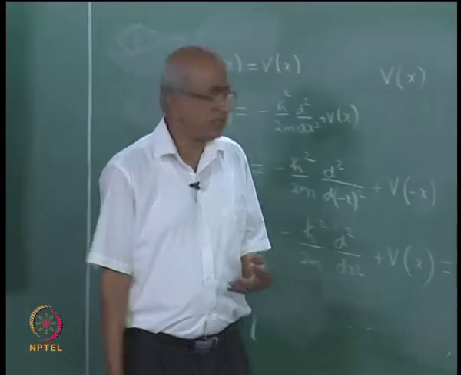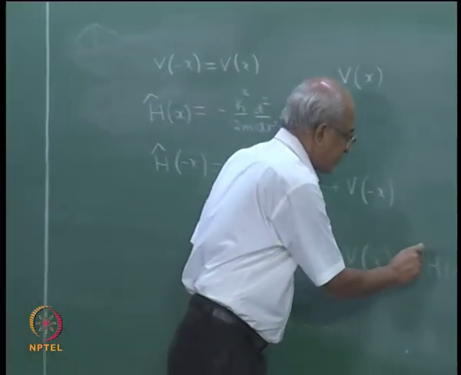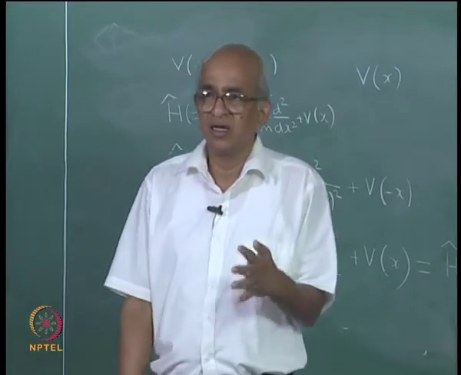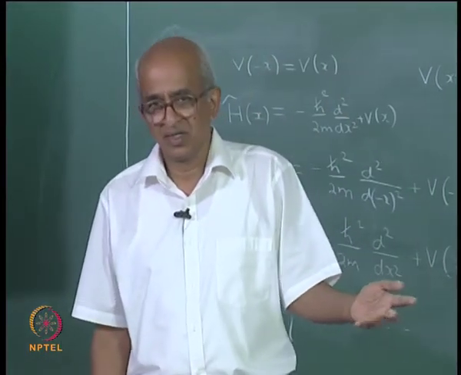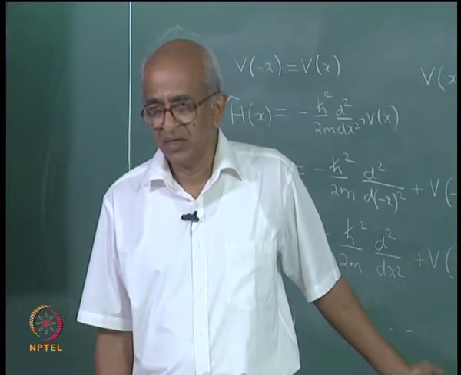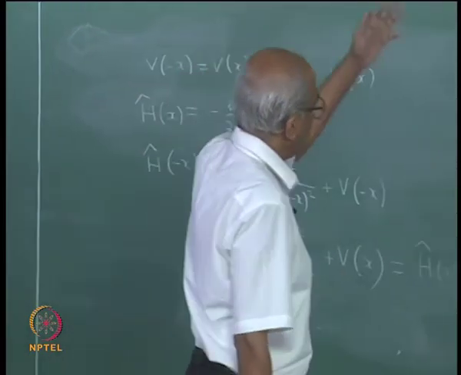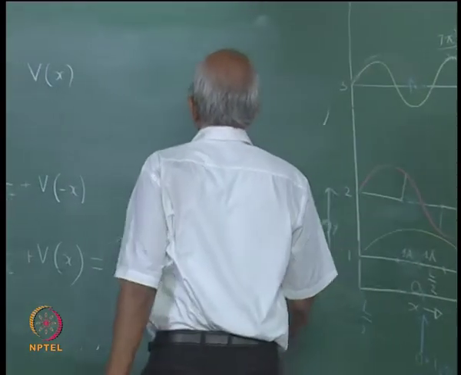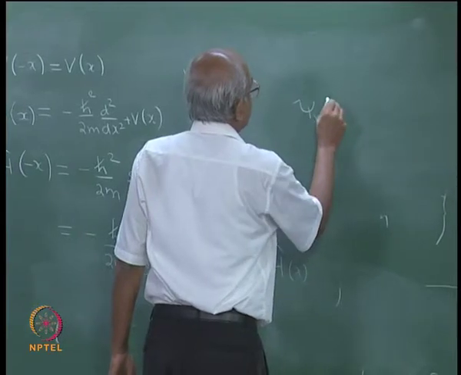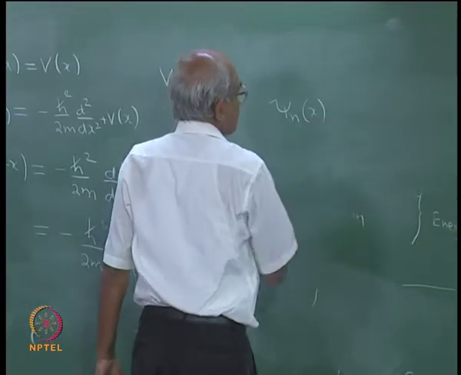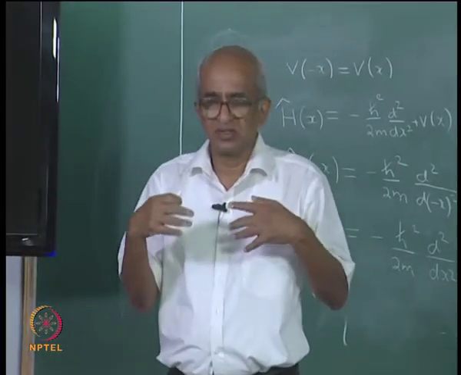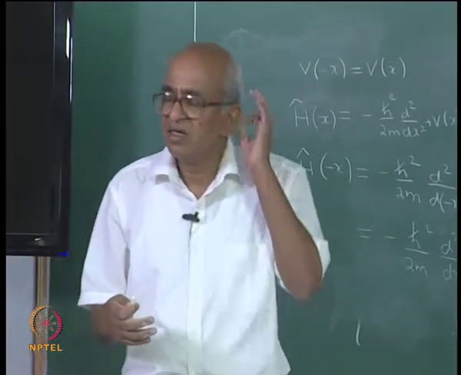So, what does this mean? This means that my Hamiltonian operator does not change if I replace x with minus x, that is what it means. Okay. Now, let us think of any one of the different possible states of the system. I have a state which is denoted by the symbol psi n of x, a particular state of the system.